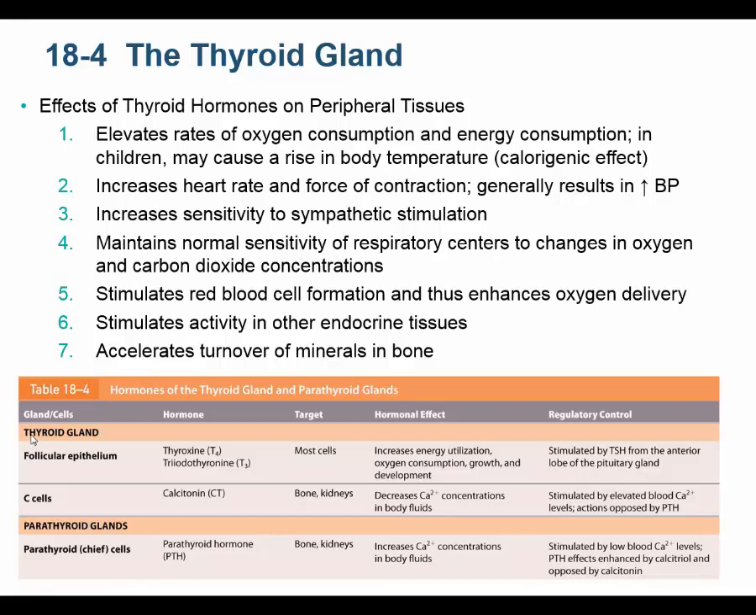This is the effects of thyroid hormones on peripheral tissues. Thyroid hormones affect just about every cell in your body. It's the only hormone that has such a ubiquitous, widespread effect. It affects almost every cell in your body. It has a calorogenic effect, so it increases your metabolism. You have to burn more calories in a day with higher levels of thyroid.